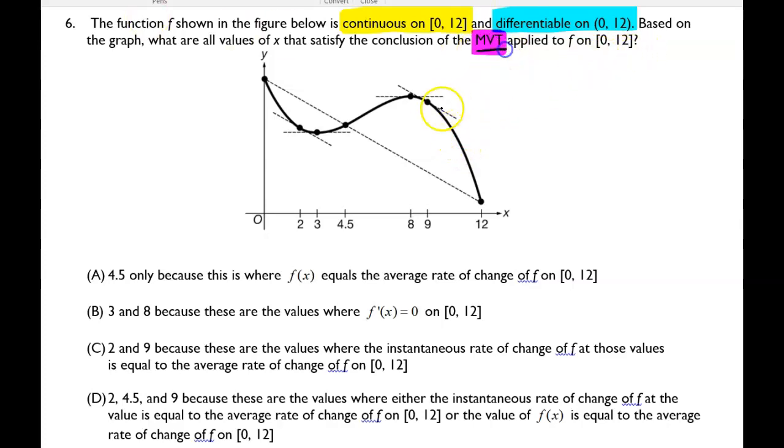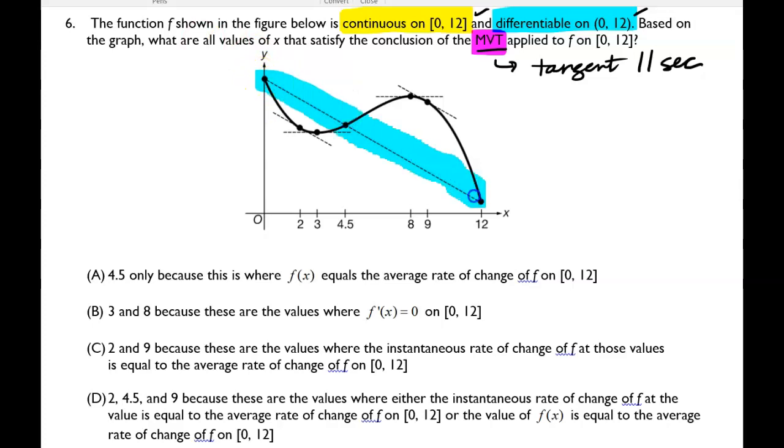First of all, when you see MVT, you automatically need to check: is it continuous? Is it differentiable? It told us that already, so we know that the mean value theorem applies. Then what we're looking for, if we have a graph, is that the conclusion of MVT is that the tangent line is parallel to your secant line. That was f prime of c equal to f of b minus f of a over b minus a. So what we want to do is highlight our secant line between our endpoints. We're looking at the line between 0 and 12, this line right here. Then we're trying to decide where we have tangent lines that are parallel to that secant line.